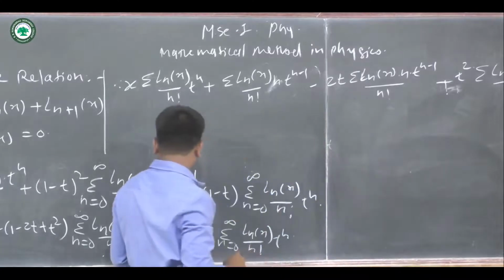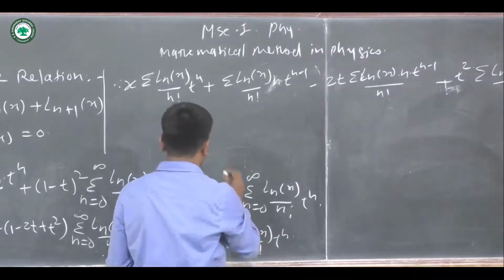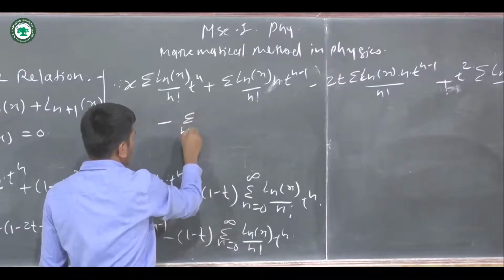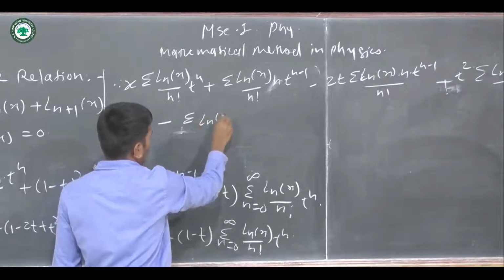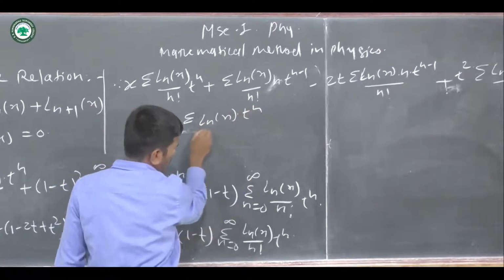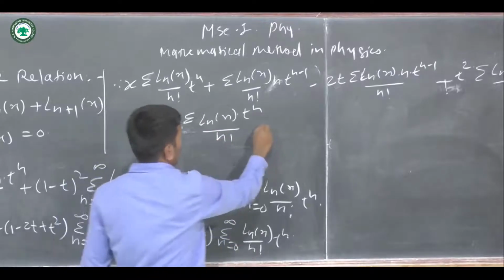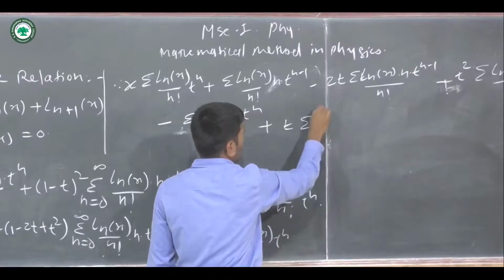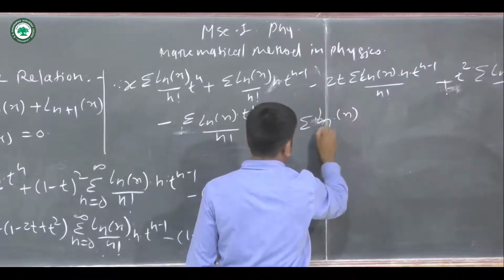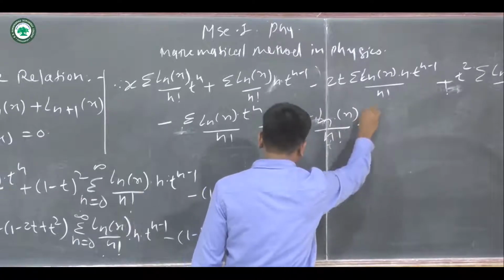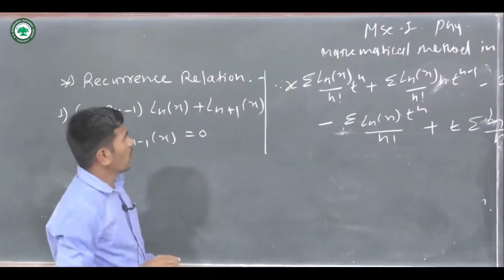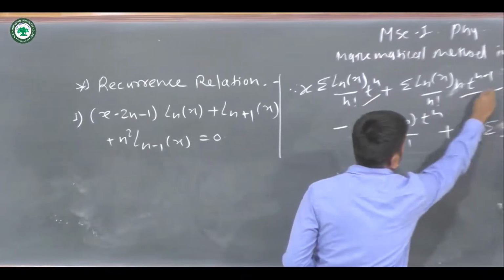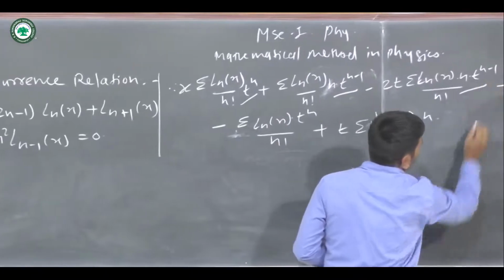And if I multiply with this bracket, here minus the summation of L_n(x) into t^n divided by n!, and there is a plus t times the summation of n into L_n into t^n. So here is t power n, here t power n minus 1, and here is also t power n minus 1.